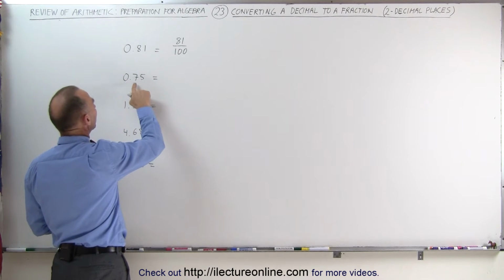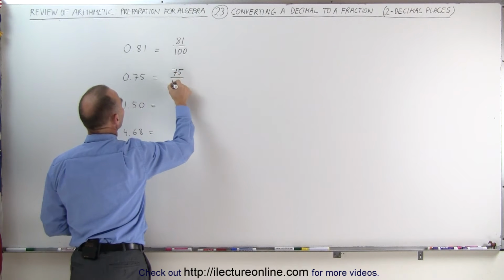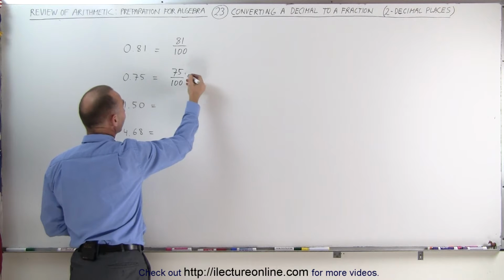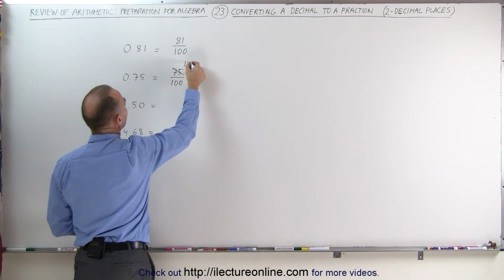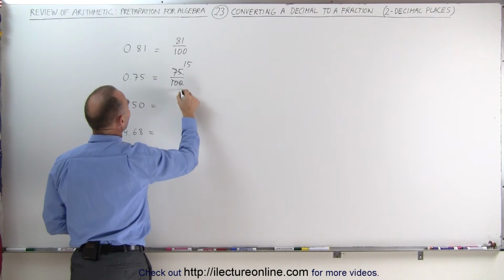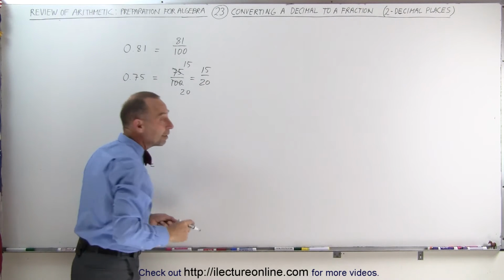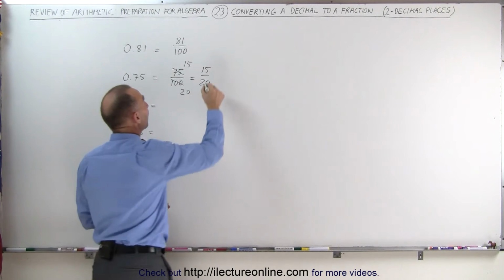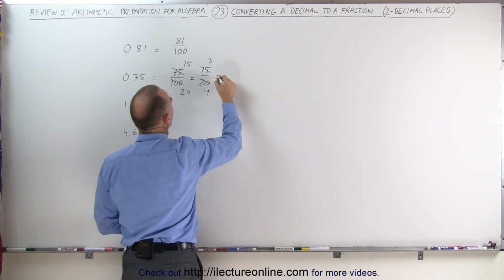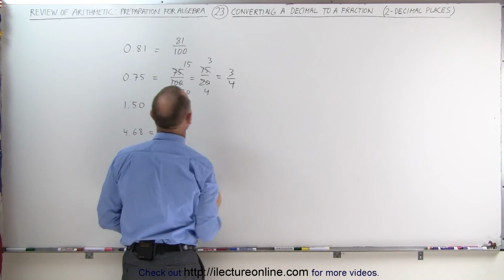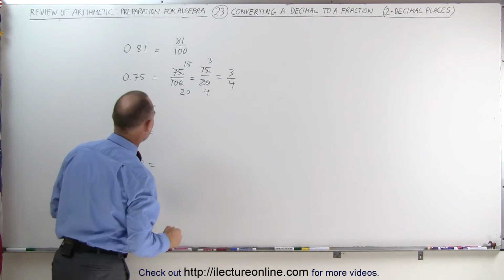In this example again, we can remove the decimal place and write it as 75 divided by 100. Now 75 can be divided by 5 just like 100. 75 divided by 5 is 15, and 100 divided by 5 is 20. This can be written as 15 divided by 20. And again, they're both still divisible by 5. 15 divided by 5 is 3. 20 divided by 5 is 4. And so this becomes 3/4. In other words, 0.75 is the same as 3/4.